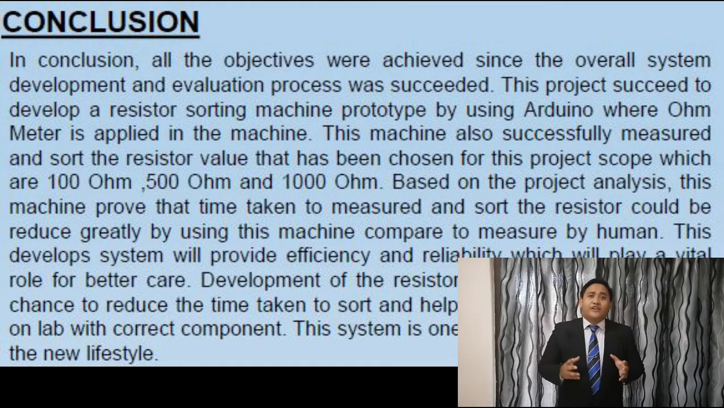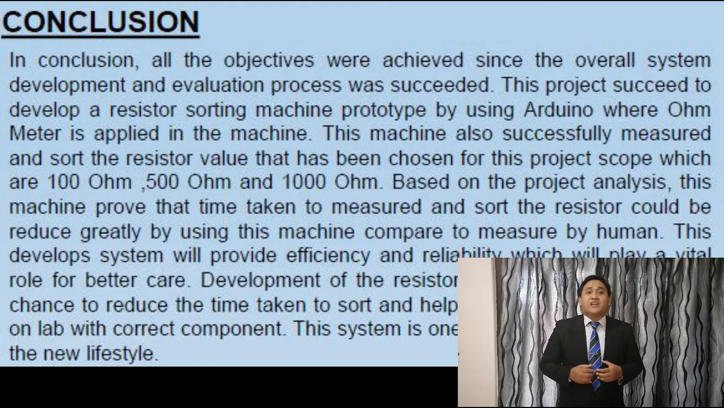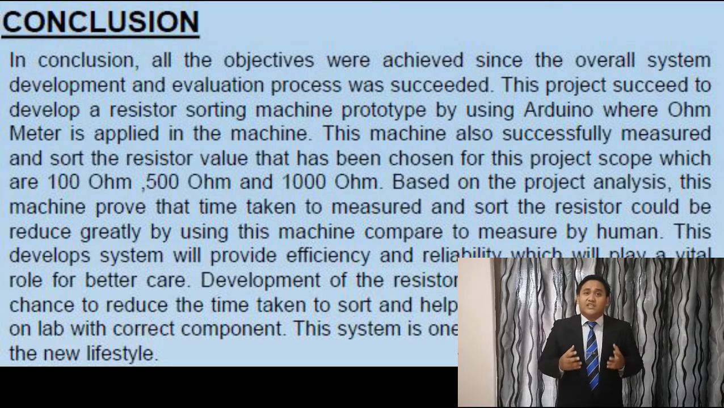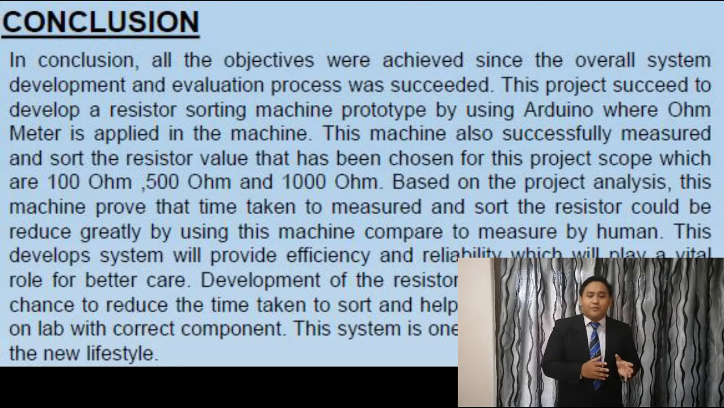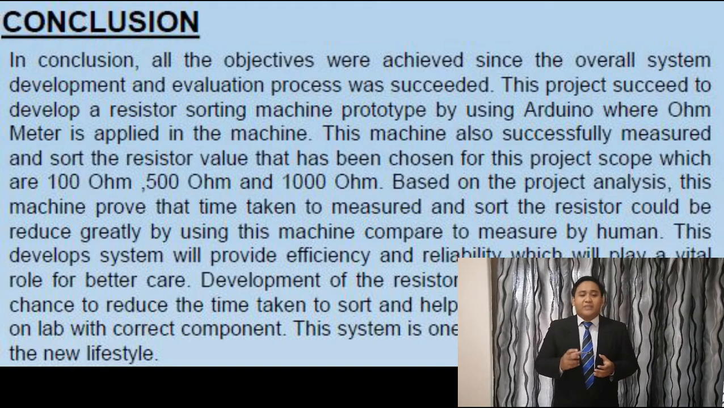In conclusion, all the objectives were achieved since the overall system development and evaluation process succeeded. This project succeeded in developing a resistor sorting machine prototype using Arduino, where an ohmmeter is applied in the machine. This machine also successfully measured and sorted the resistor values chosen for this project scope, which are 100 ohm, 500 ohm and 1 kilo ohm. Based on the project analysis, this machine proved that the time taken to measure and sort resistors could be reduced greatly compared to measuring by a human.